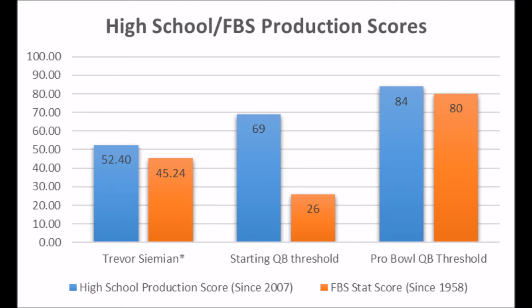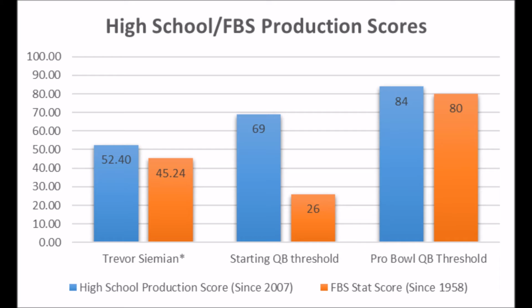So starting with Trevor Siemian, when it comes to his high school production and his college production, his high school production score is a 52.40 out of 100. Based on my data since the 2007 NFL draft class, 100% of long-term starting quarterbacks had at least a 69 or higher score in terms of high school production, with 100% of multiple Pro Bowl quarterbacks having at least an 84 or higher. Trevor Siemian did not hit the long-term starter threshold, let alone the Pro Bowl threshold.